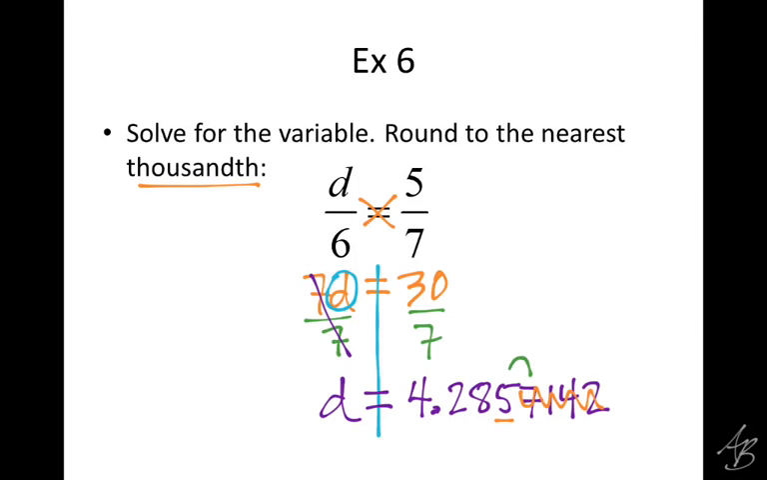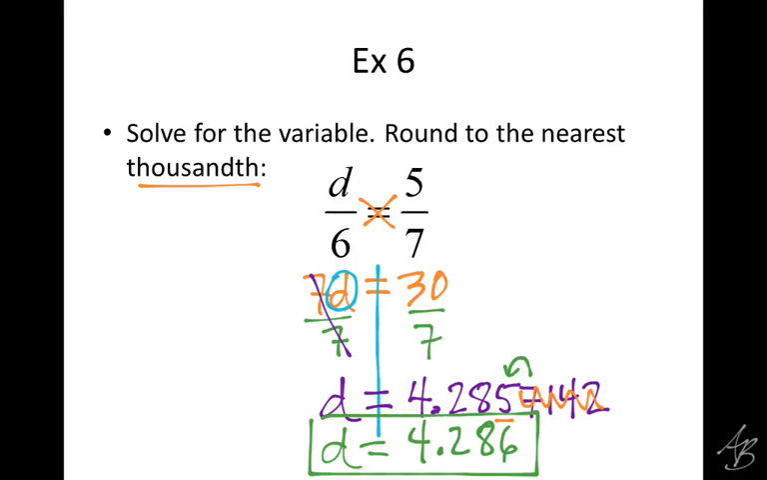It goes up. Why is it going to bump up? Because it's above 5. What's above 5? The 7. So we look at the next number, the first number that we got rid of, and that's 5 or more, meaning that the 5 here was really closer to 6, so we get D equals 4.286. Make sure that when you write your answer, you write it as an equation. Remember, when you solve an equation, you get an equation as your answer. D equals something.